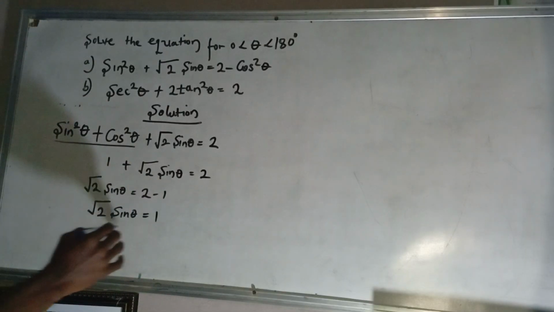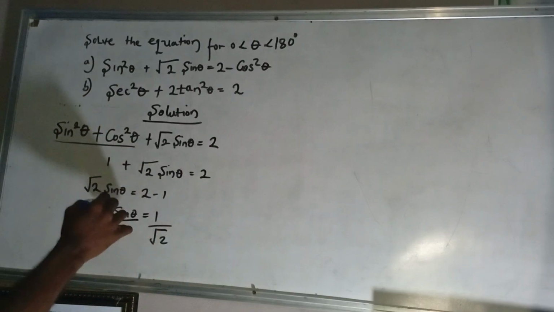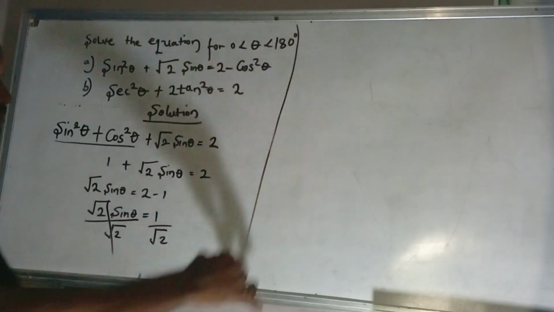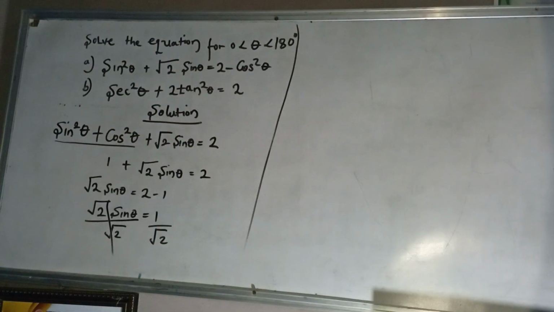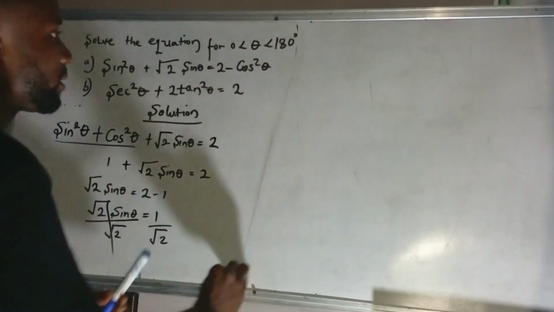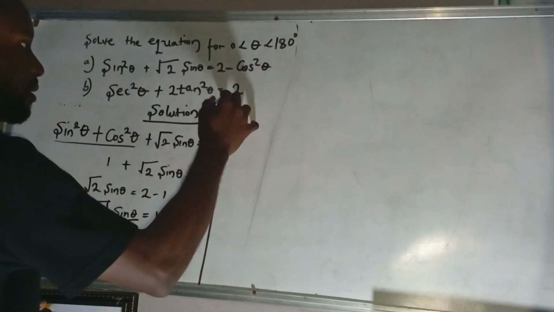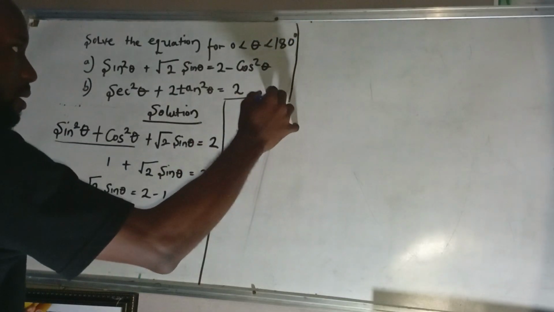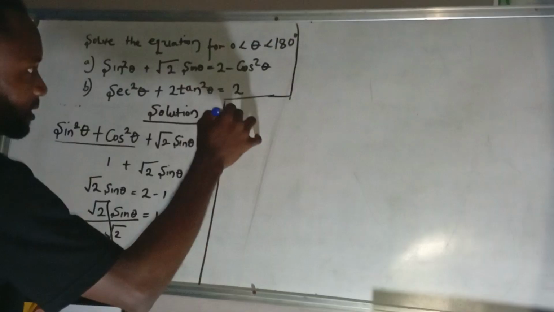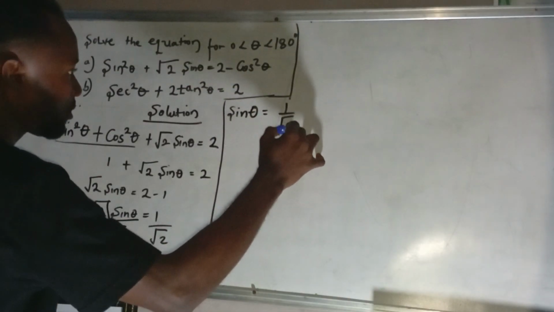So you divide both sides by square root of 2. Divide both sides by square root of 2. My line is not straight, so let me clean it. If you divide both sides by square root of 2, this is what we have. Sine theta is equal to 1 over square root of 2.